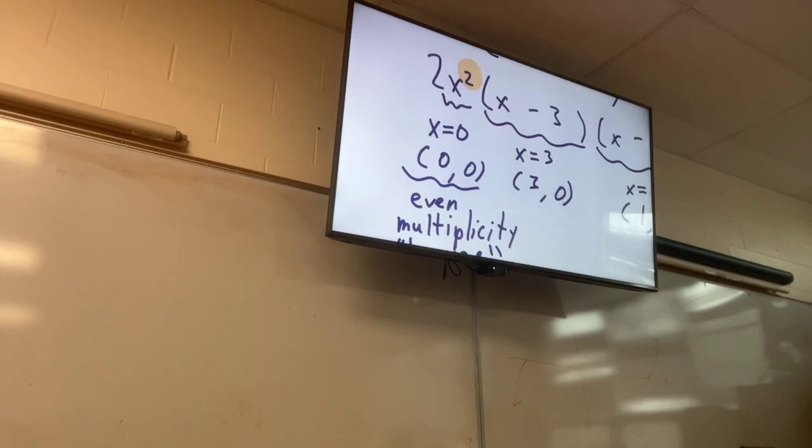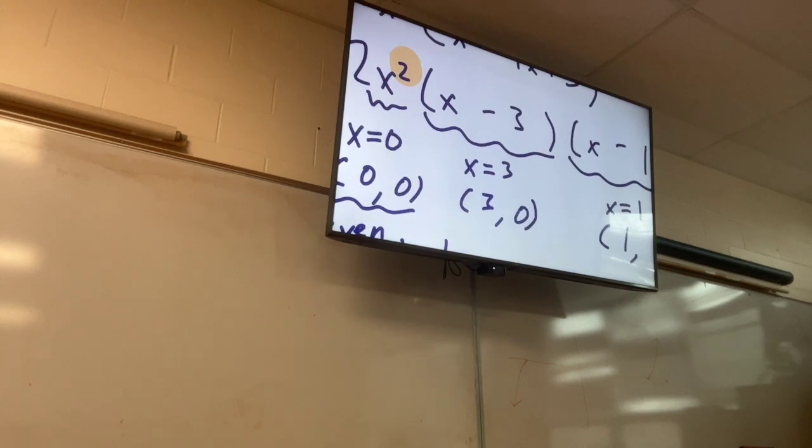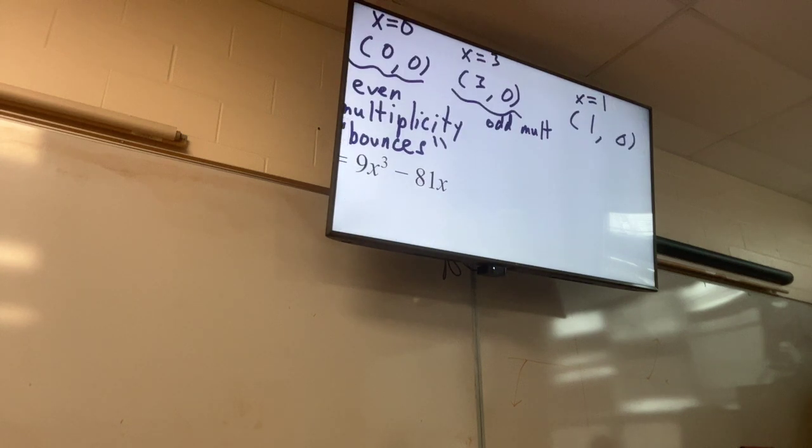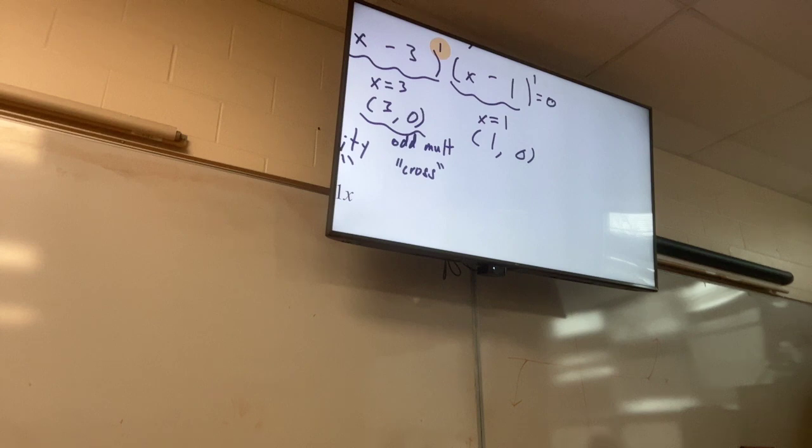Okay? What's technically the exponent on this factor that gave me x equals 3? 1, right? Is 1 an even or an odd number? Odd, yeah. So this is going to have some odd multiplicity. So what do you think the graph's going to do there? It's going to cross. The graph crosses through that point. This one, the exponent is also 1. 1 is still an odd number. Odd multiplicity. The graph's going to cross at that point right there.